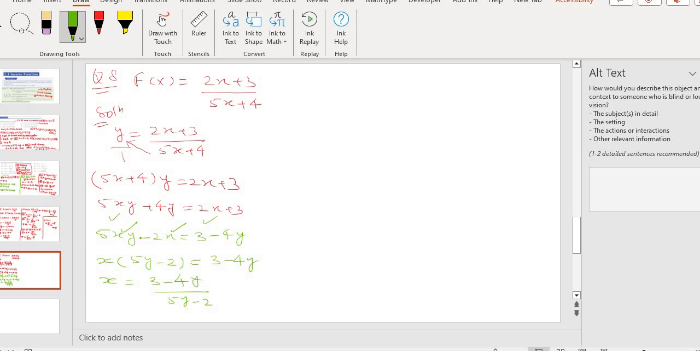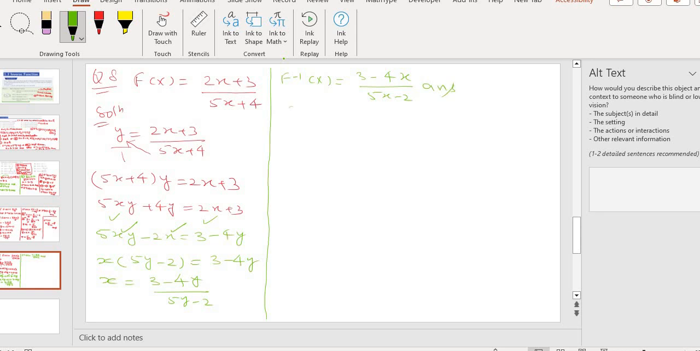Now just change x to f inverse of x and y to x. So f inverse of x is (3 - 4x) divided by (5x - 2). This is your answer of question number 8.